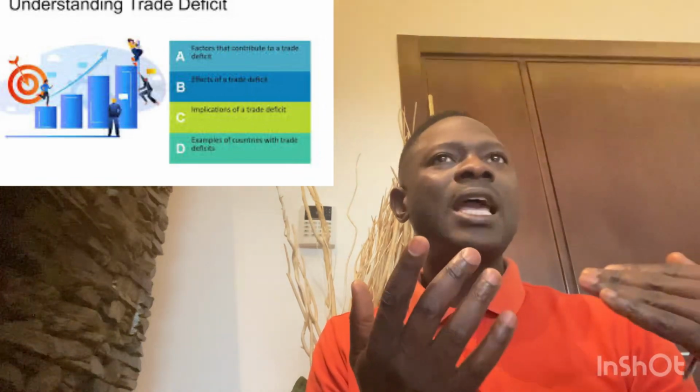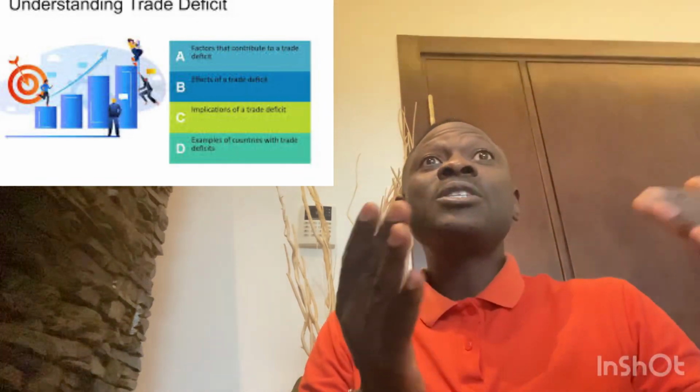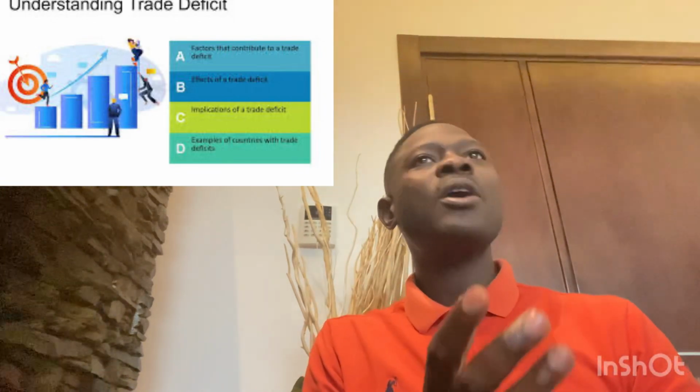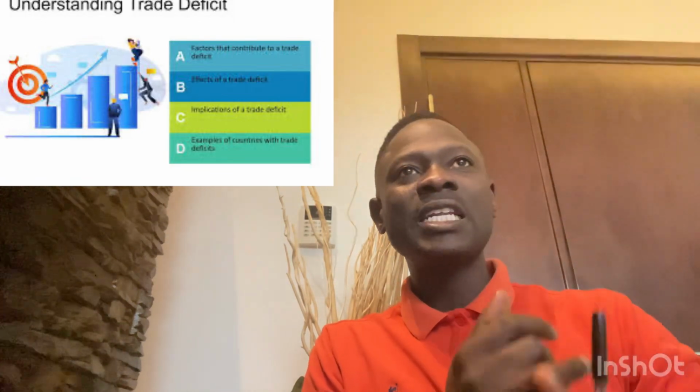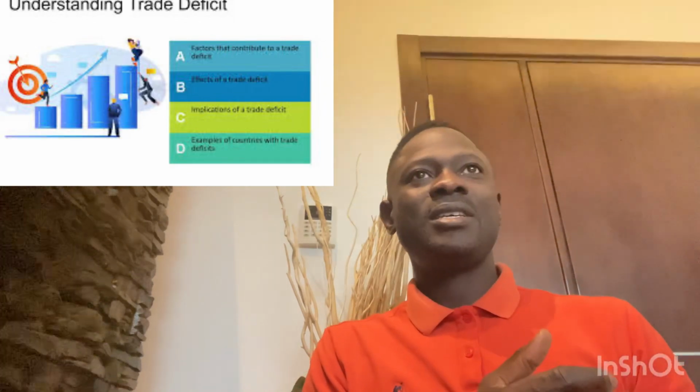Balance of trade is about the exchange of goods and services. But as soon as these goods and services are exchanged, it leads us to what we call the balance of payment, which is the record of a country's transactions with the rest of the world. Part of it is the current account, where we also have the financial account and the capital account. I think you're getting the point here.